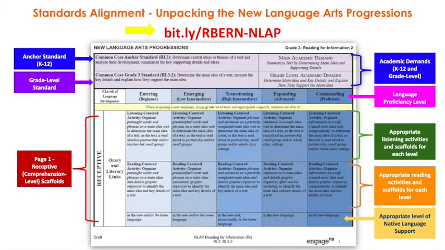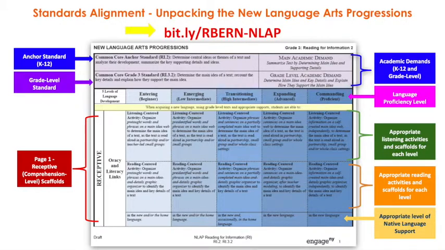Underneath the appropriate reading activities and scaffolds for each level, you will see that there is a row of appropriate level of native language support. Your entering and emerging students still need to utilize the home language quite a bit. So it says that they can attempt these things in the new and/or the home language. They can utilize the home language in their work. Transitioning students, it says that in the new and occasionally in the home language.